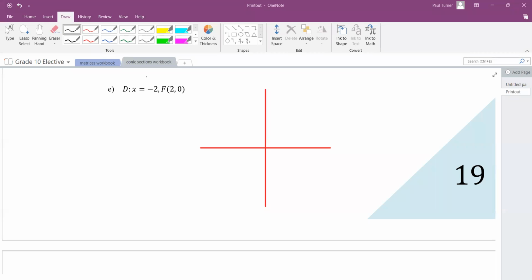And our last question, question E, we're given the directrix, x equals -2, and the focus, which is the point 2, 0. So let's put the focus in first. That's 2, 0. So x is 2, y is 0. So this is your focal point here, 2, 0. Okay, your directrix is x equals -2. So we need to go on the other side and draw in the line x equals -2. This is your directrix here.